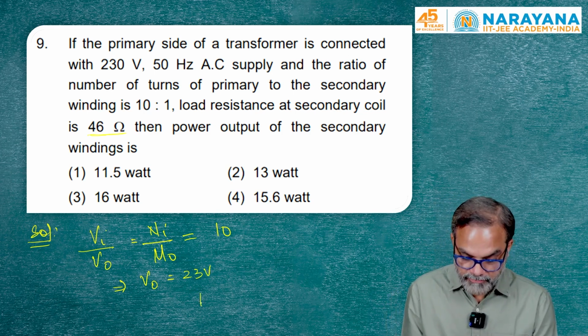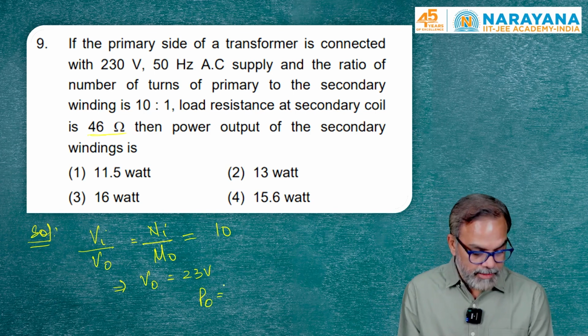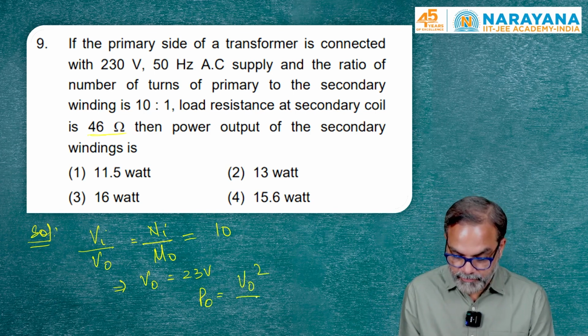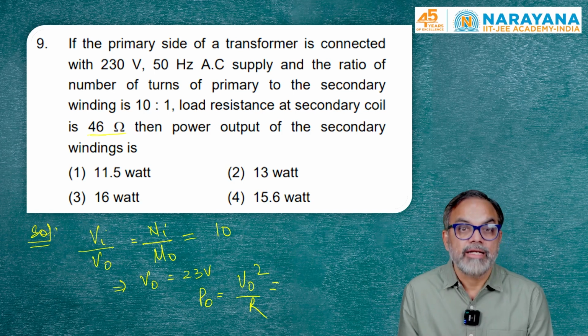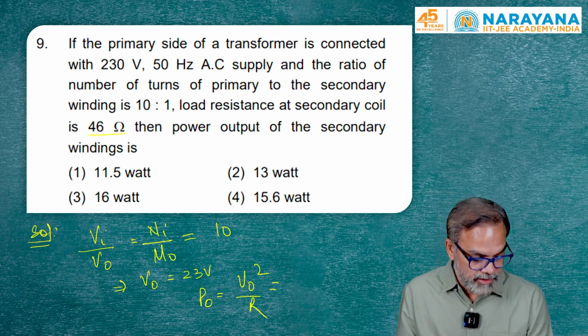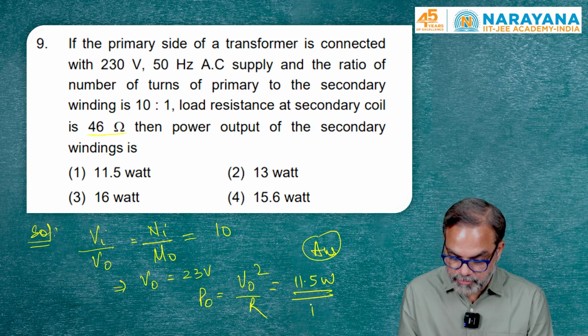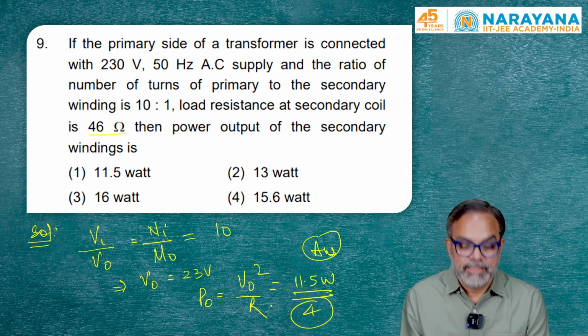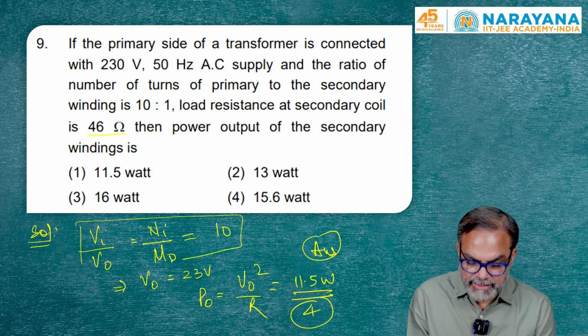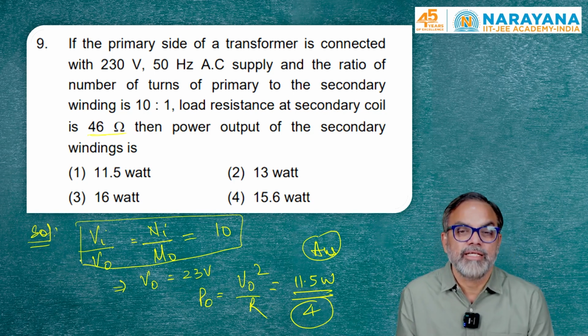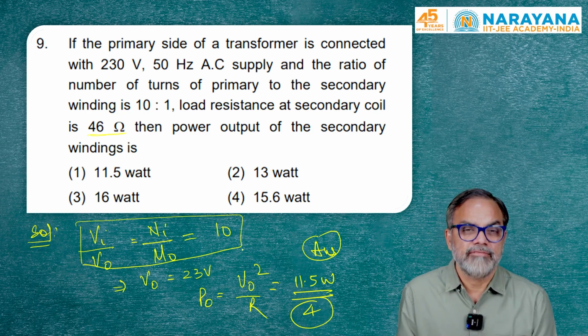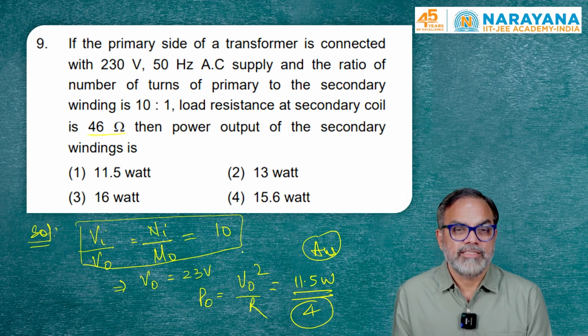So we are looking for power output, and that will be from this formula. Resistance is given to us, which is 46 ohm, and when we make the calculation it is 11.5 watt. So this is our answer, and this happens to be the fourth option. That's very straightforward. So again, it is simply a formula based question.